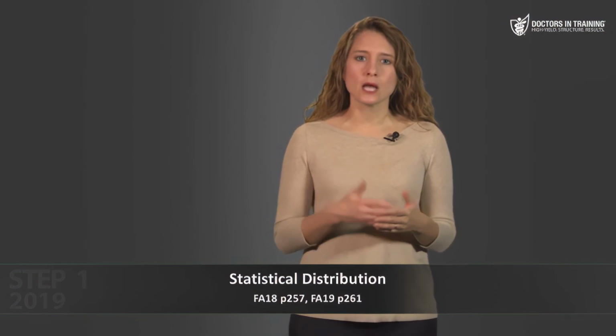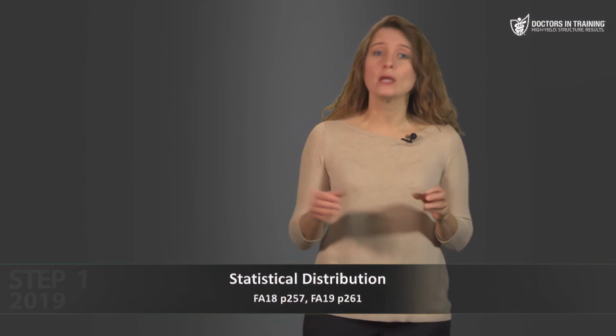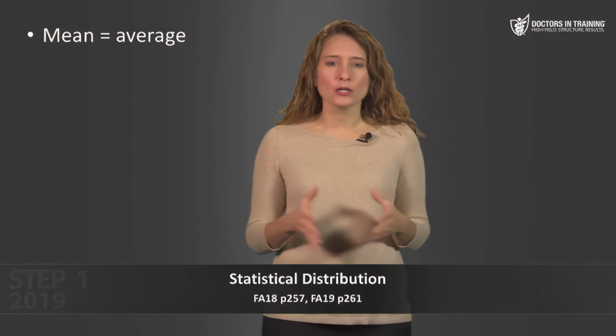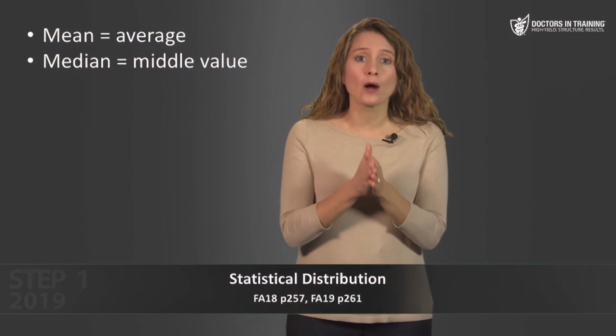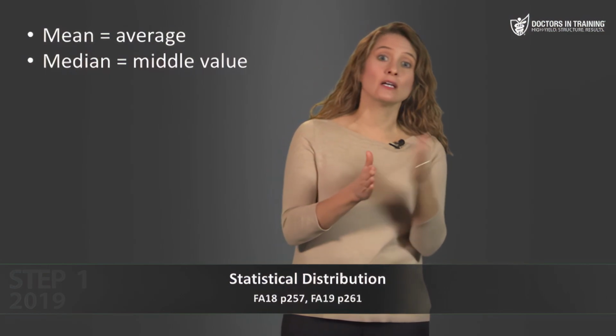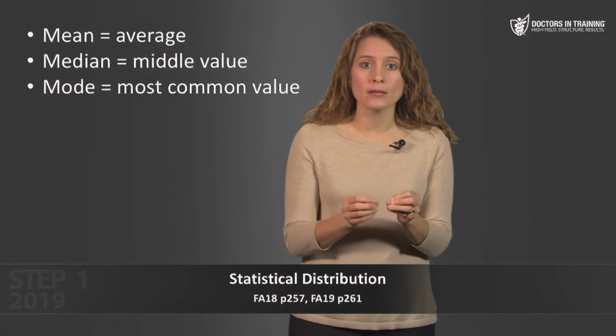So right up front, let's talk about a few statistical terms, specifically mean, median, and mode. Mean is the average of all the values. The median is the value that falls right in the middle of all the values, where half of the values fall above it and half the values will fall below it. And the mode is the value that occurs most commonly.